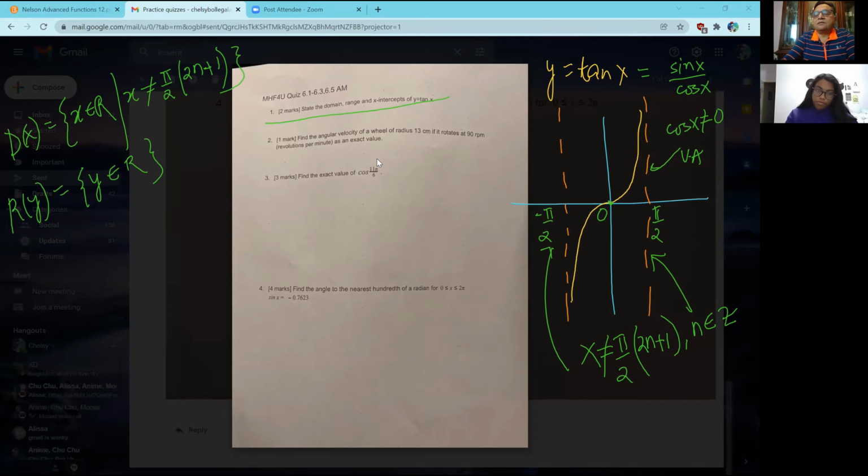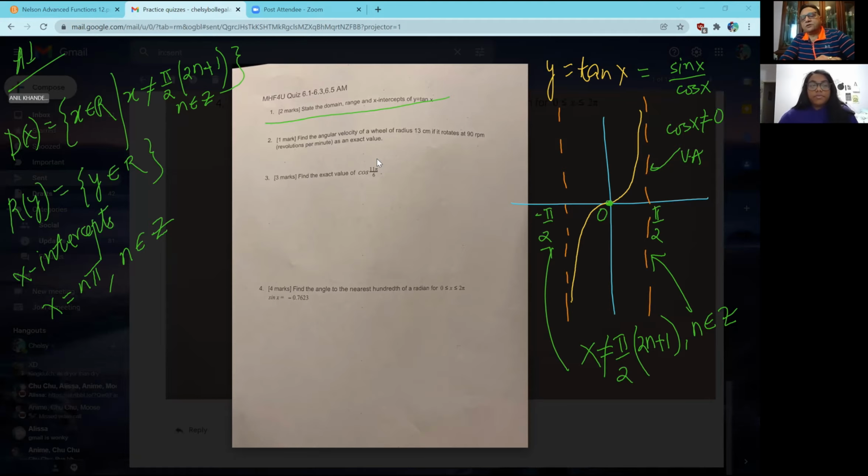The x-intercepts are the points where sine is 0, right? Sine 0 will give you x-intercepts. So we can say the x-intercepts are at n pi, all the multiples of pi, where n belongs to integers. So here also I should write n belongs to integers. That is plus minus 1, plus minus 2, plus minus 3. So that gives you a general answer for this particular question. Is it okay? Okay. So I hope this concept is absolutely clear.